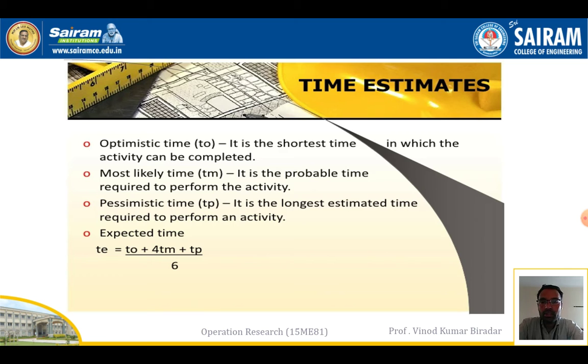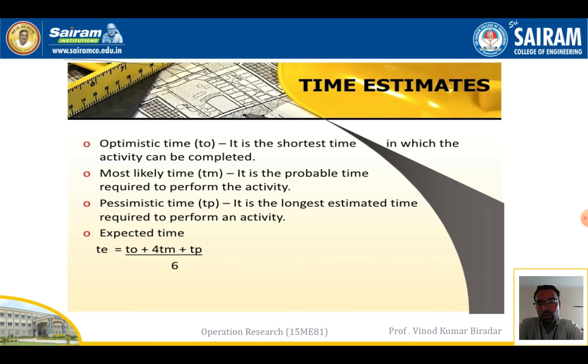The last one is pessimistic time, the longest estimated time required to perform the given activity or task. So TP is nothing but the longest time. For example, if you construct a bridge, you don't know how much time it will take to complete that bridge. Such times are called pessimistic time. Just to understand, TO means minimum time, TM means normal time, TP means long time.